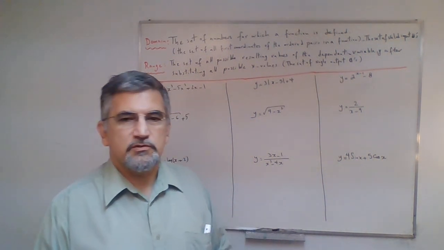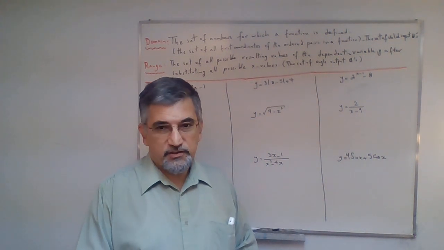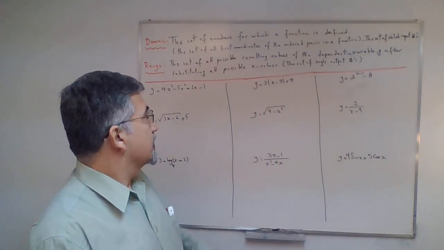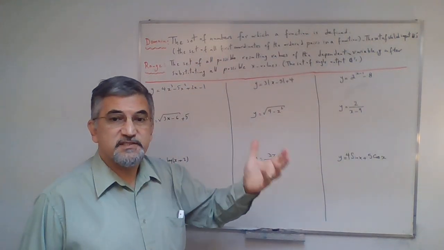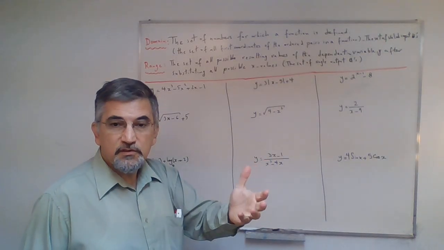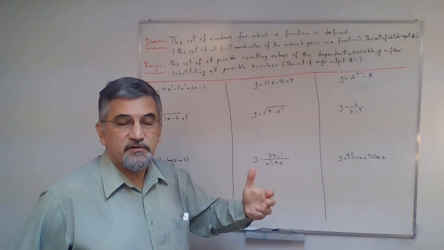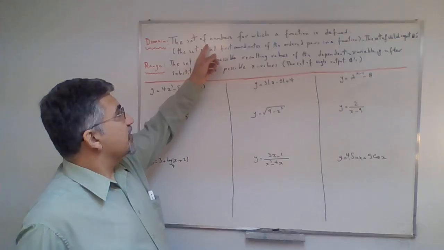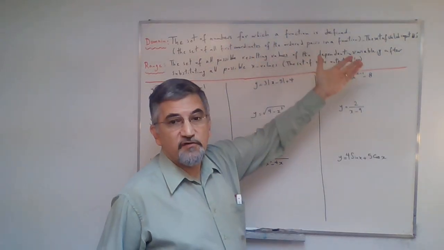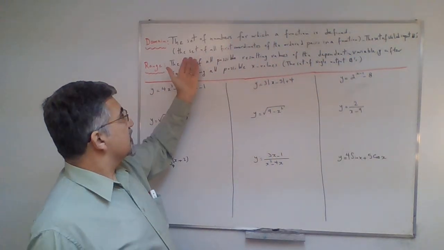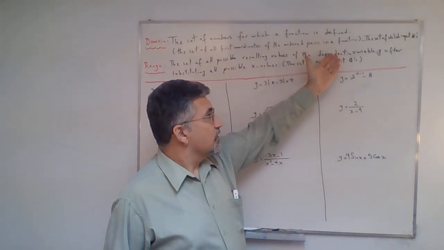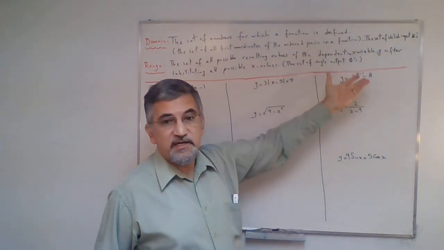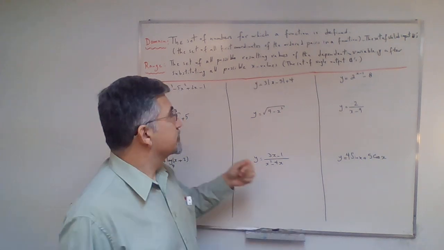In this lecture, we want to talk about domain and range of a function. The domain of a function is nothing but a set. A set of numbers is what a domain is. But what kind of set of numbers? The set of numbers for which a function is defined. In other words, the set of all first coordinates of the ordered pairs in a function, or simply the set of valid input numbers for a function.